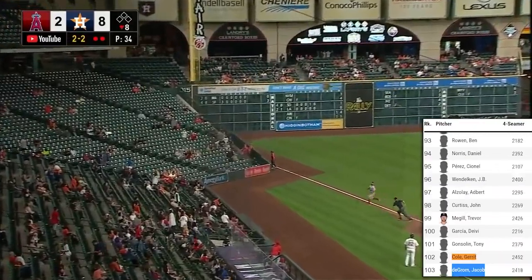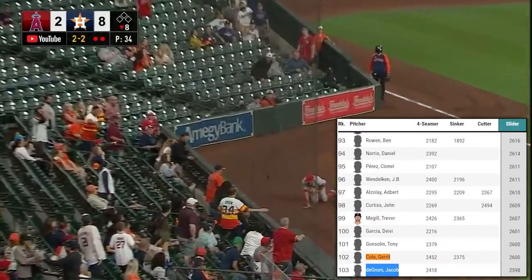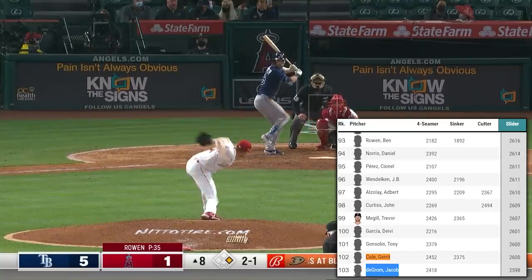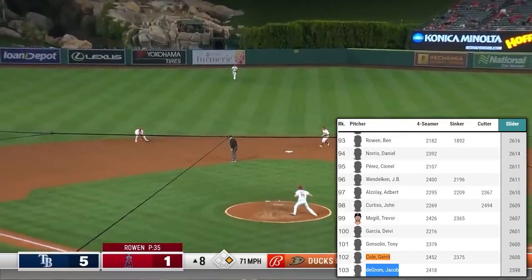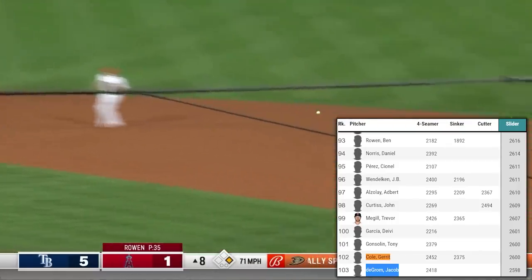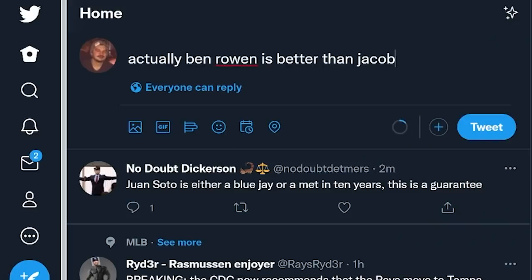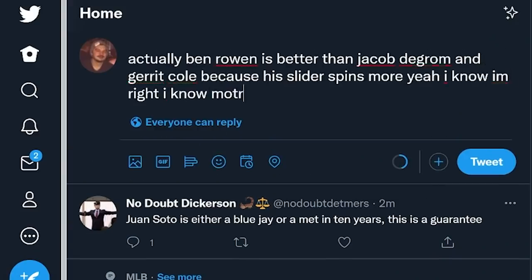His slider is better in this regard, as he places 104th in MLB with the same split at 2,616 RPM. This average total is actually a few spots ahead of sliders from Gerrit Cole and Jacob deGrom, just to show that spin isn't everything in terms of creating a successful pitch.